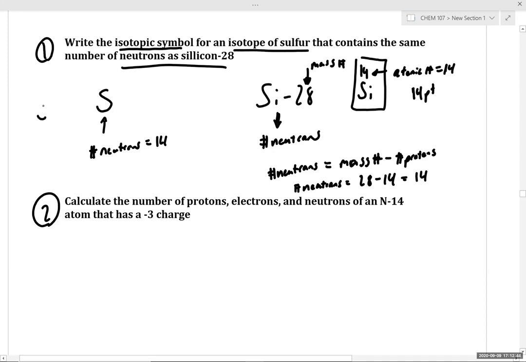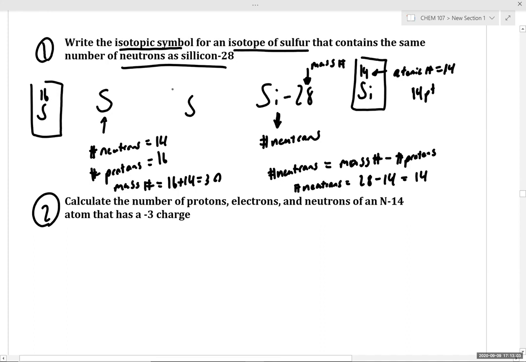Okay. Now, if we look up sulfur in the periodic table, how many protons does sulfur have? 16. Yep, that's the number above sulfur. So then that would give us a mass number of 16 plus 14, which is 30. So this would be sulfur 30. Does this first example make sense to everyone?